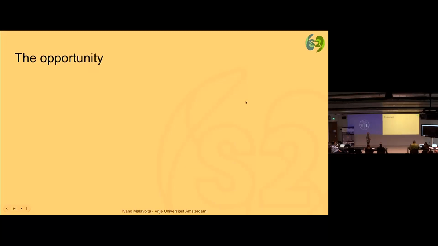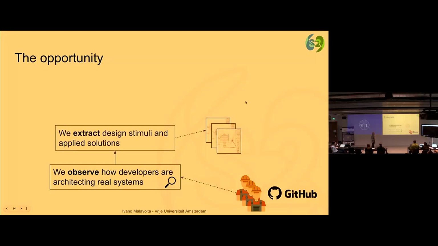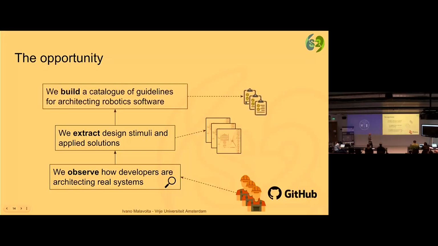So what did we do? We want to look at how people are working on real systems, and we are going to look at GitHub repositories. Then we extract what we call design stimuli and the applied solutions. And then at some point, we build a catalog of guidelines that are basically generalizing the applied solutions. So this is the intuition of the study.